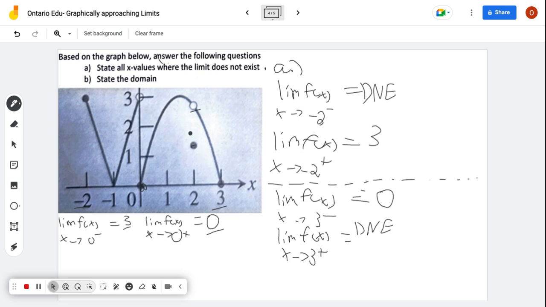Now, this last one to check, let's do when x approaches 2. Limit of f of x as x approaches 2 from the left. Let's approach it from the left. We just follow our graph and we stop here, which is around 2.8, we'll say.